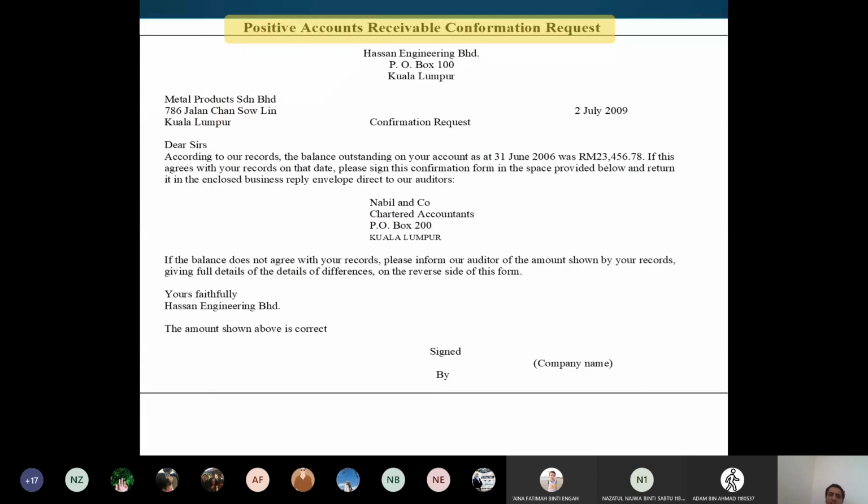Okay, so this is an example of a positive account receivable confirmation request. So I will request one student to read this, please.